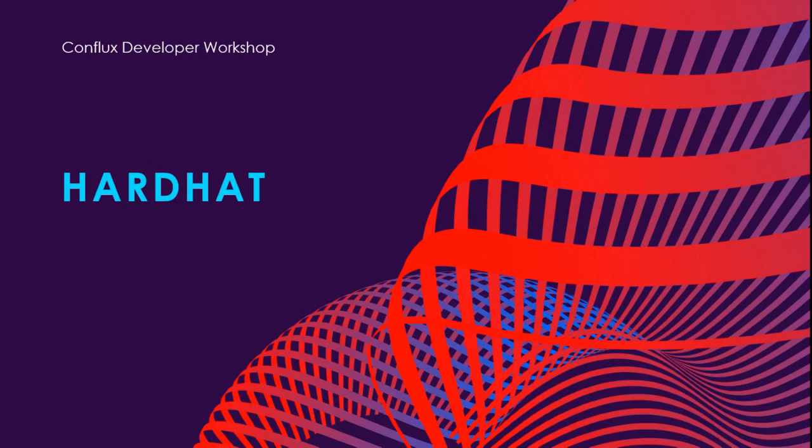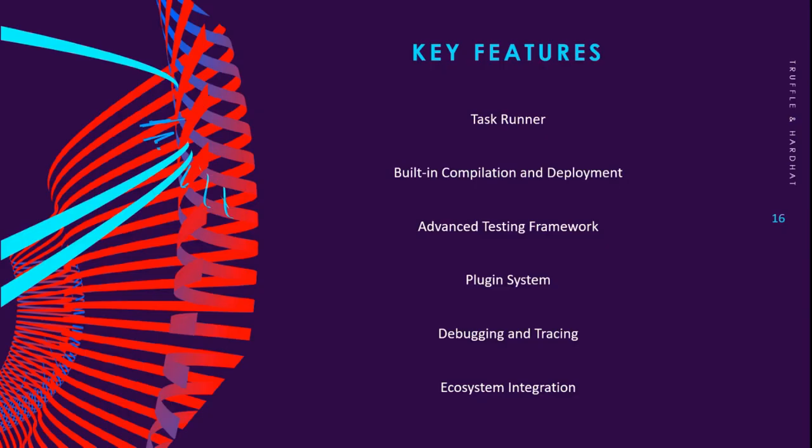Hardhat is another very popular development environment that is used for smart contract development. This was originally designed for Ethereum, but it can be used for any other EVM-compatible chain such as Conflux eSpace. Hardhat provides Conflux developers with a comprehensive set of tools for building, testing, and deploying smart contracts. Let's go for some key features on Hardhat.